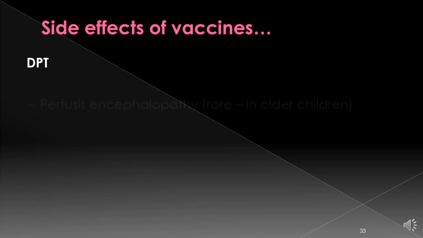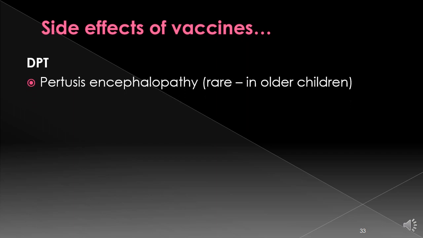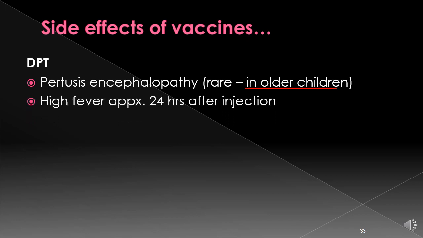DPT. DPT is associated rarely with what we call pertussis encephalopathy. In this case, the children will usually develop seizures. This is a rare complication, and it is mainly or commonly seen when it is given in older children. Commonly, DPT is associated with high fever within 24 hours after it is administered. And also, there will usually be pain at the site of injection.